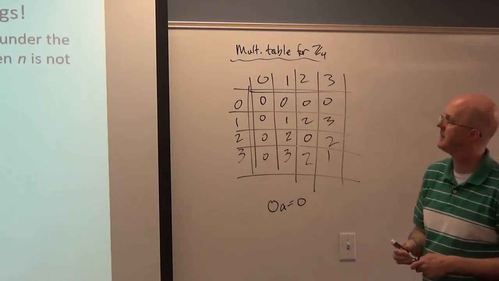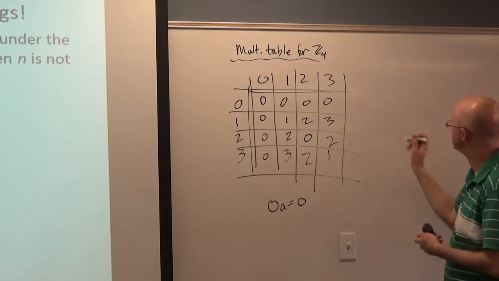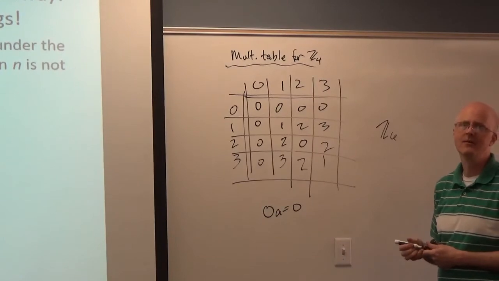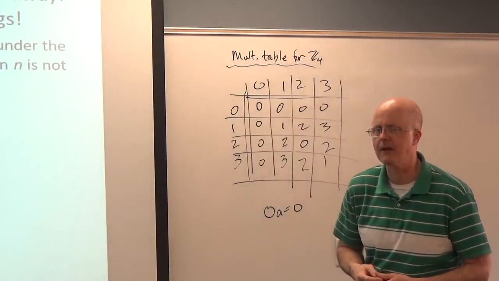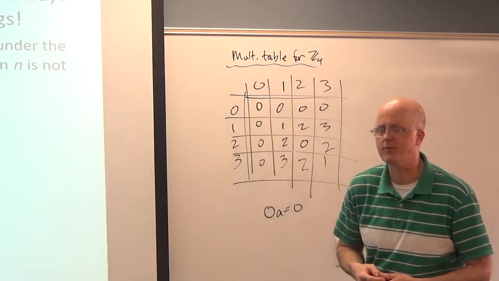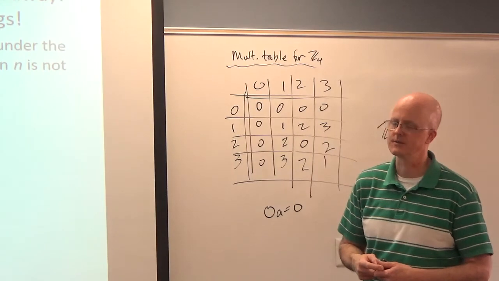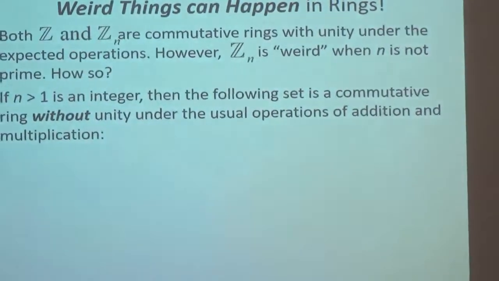I could consider more examples, but I think for the sake of time I won't. I would encourage you to consider other examples like, say, Z6, and look for other weird things that might happen. For example, look for the cancellation law not working. In general, for rings, there is no cancellation law for multiplication. And you'll see that in the reading.